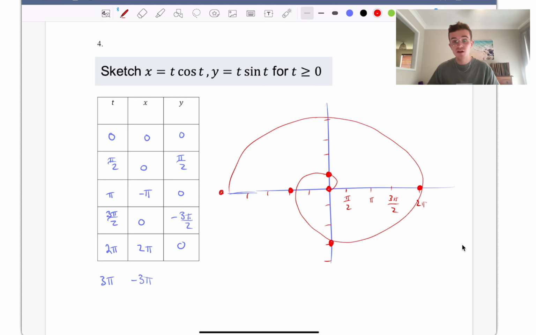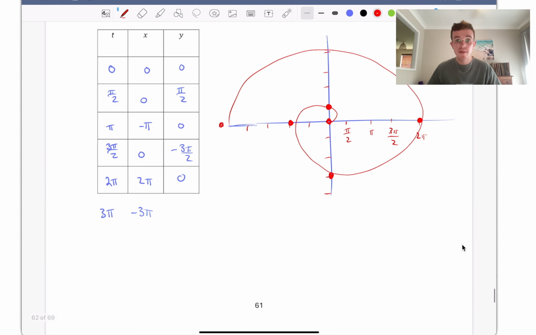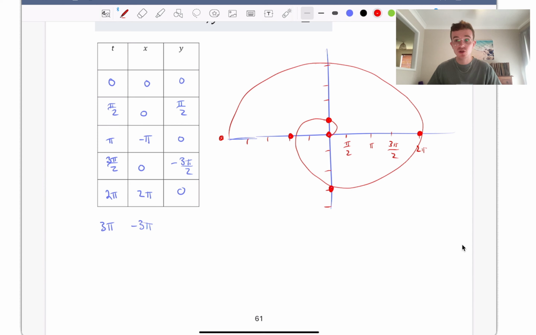That's really as hard as your two-dimensional curves will get. But just wait and see. Actually, no, there are some harder two-dimensional curves. But wait and see, we're going to do three-dimensional curves next.